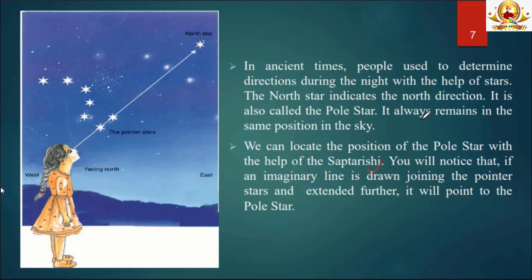And how do we find the direction of the pole star? If you see, this is the Ursa Minor or the Saptarishi, and if you see the pointer stars, these two stars, and extend the line to a star, then this star will be the North Star or the Pole Star. So this is how they used to find out the direction in the ancient times.